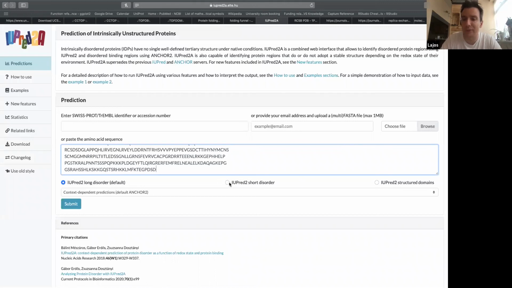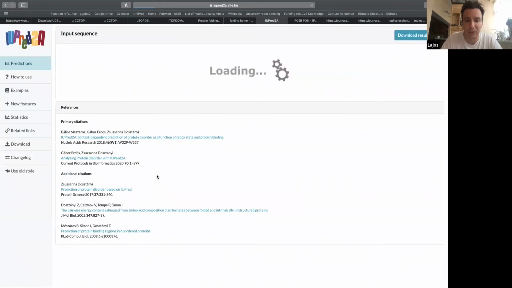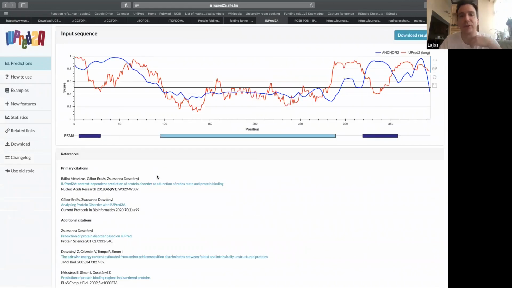So if you have a transmembrane protein and short loops, then you may use the short disorder prediction. But here we use the default, which is the long. And as you can see here with the red, you can identify the disordered regions quite easily. Everything that is well above the 0.5 has a very high probability of being disordered.